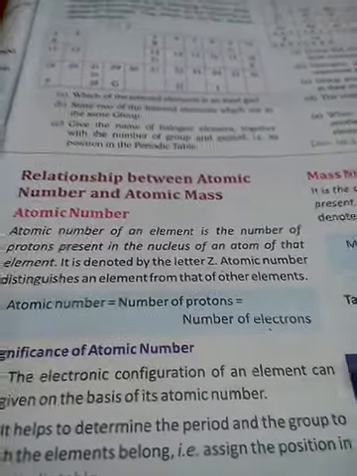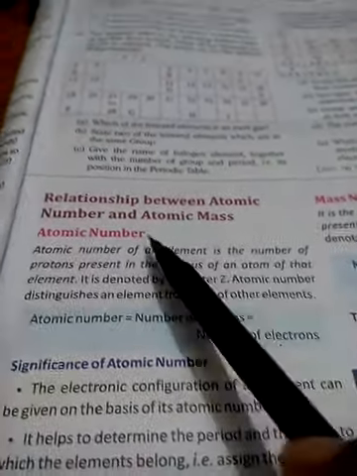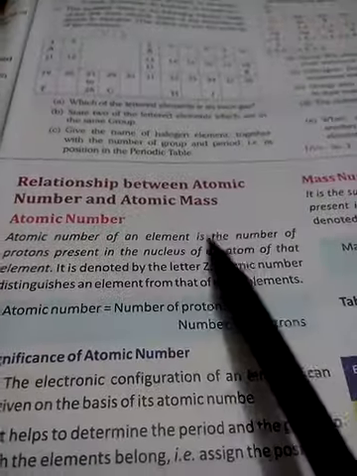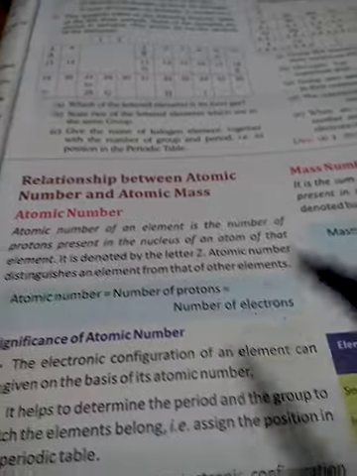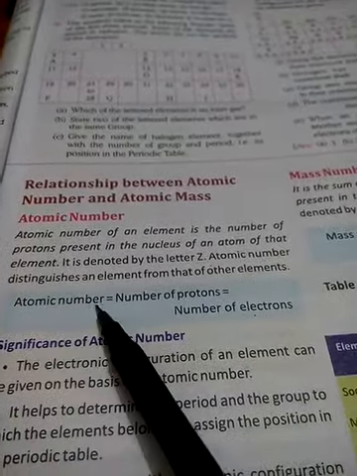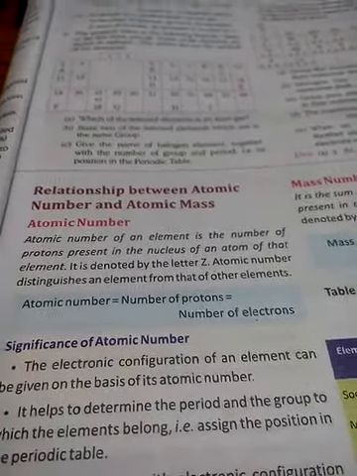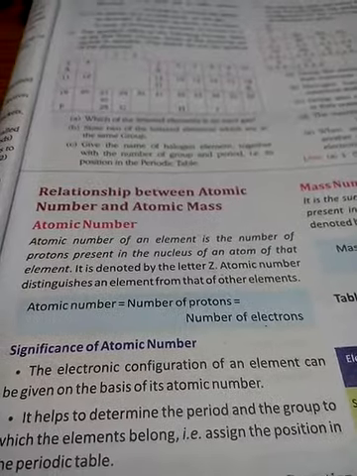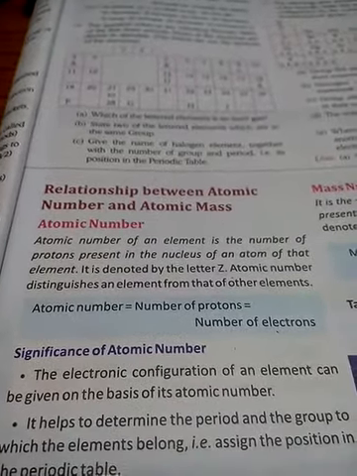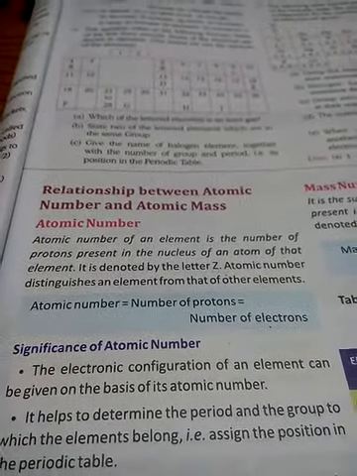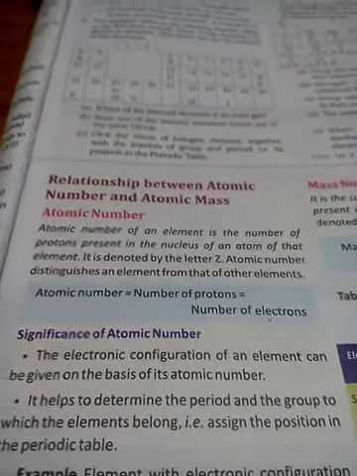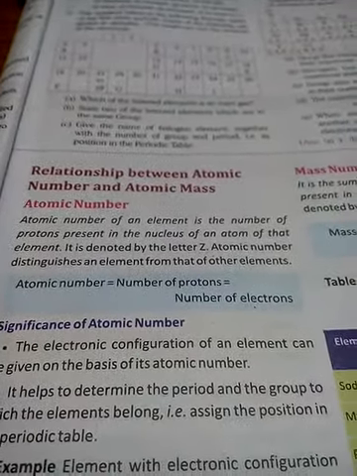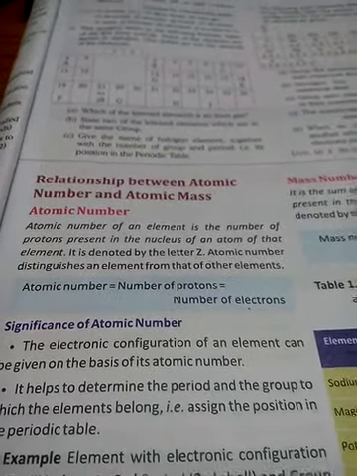Hello students, in this video lecture I will explain the relationship between the atomic number and atomic mass. Atomic number. What is atomic number? Atomic number gives us the idea of the number of protons and the number of electrons. Atomic number is represented by the letter Z.